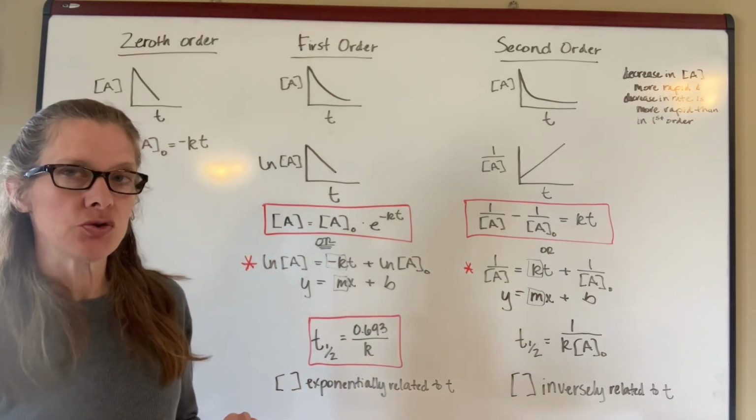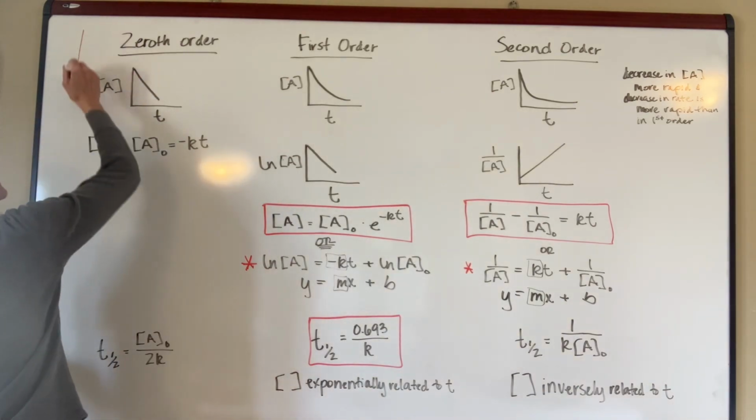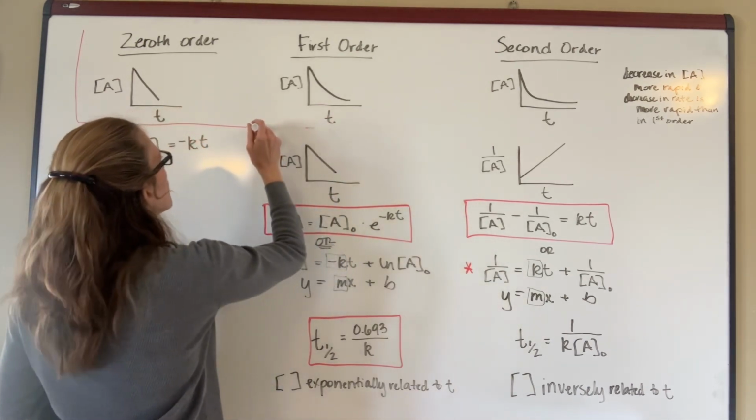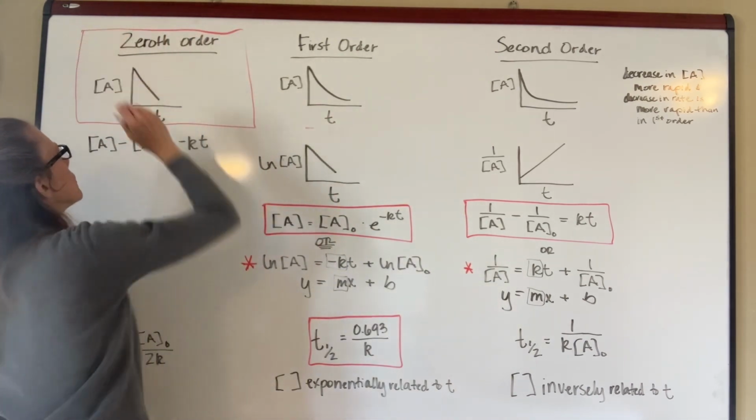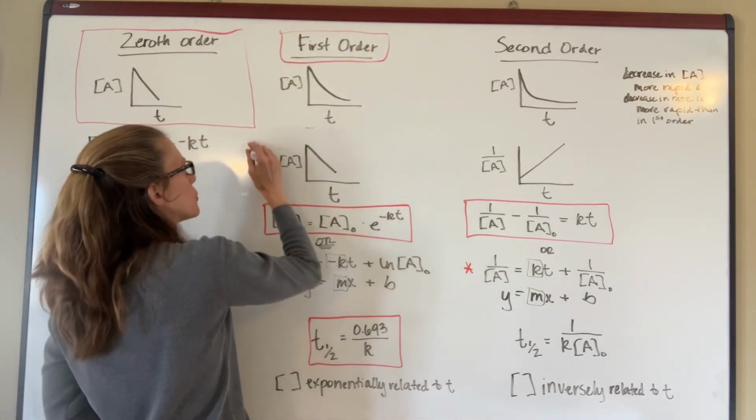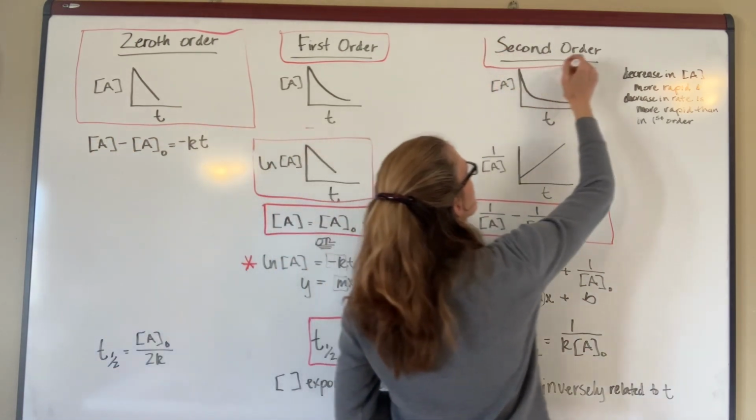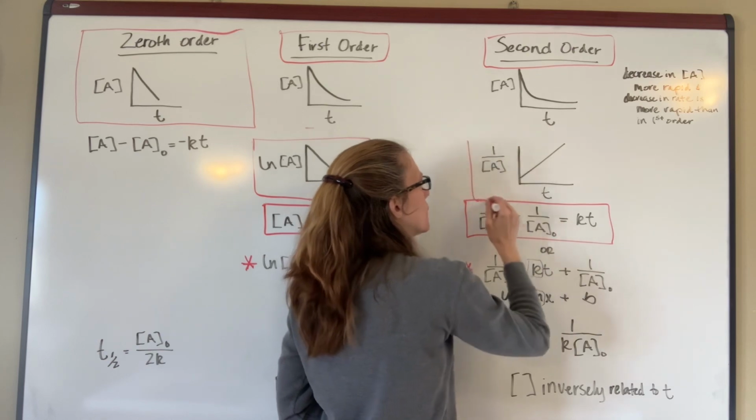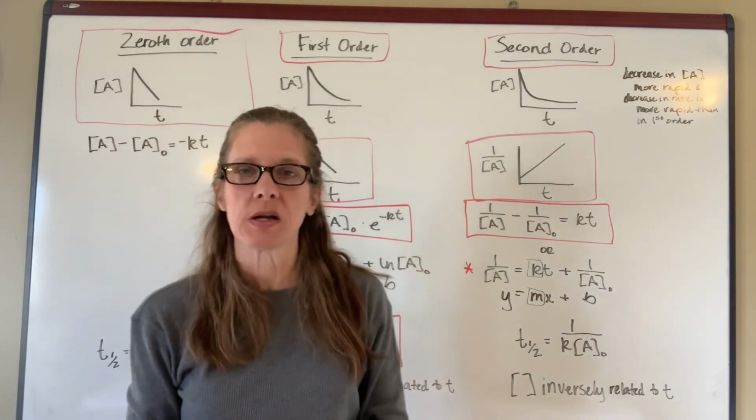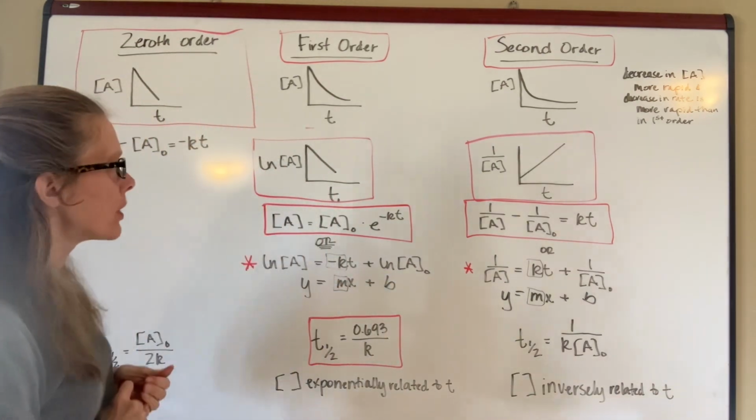The other thing that you need to really have a handle on is what these graphs look like. Whoops, not this one. So the zeroth order, this one is a straight line. For a first order, this one is a straight line. And for the second order, this one is a straight line.